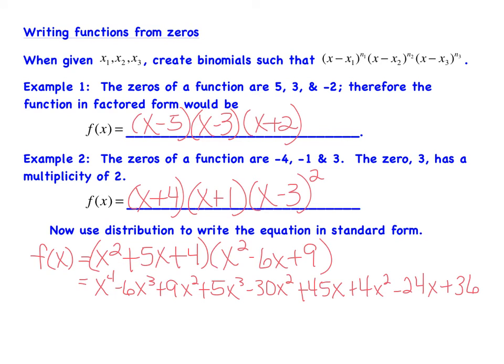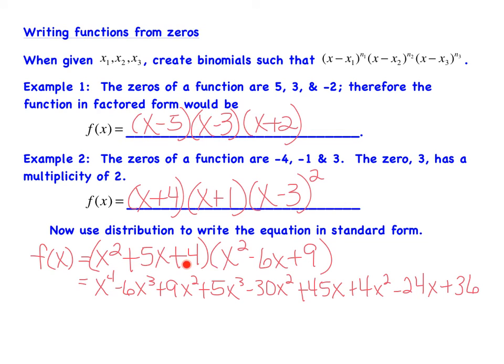Now, we will distribute each term in the first trinomial to each term in the second trinomial. So that means x squared times x squared is x to the 4th. x squared times -6x is -6x to the 3rd. x squared times 9 is 9x squared. Now we move to the middle term. 5x times x squared is 5x to the 3rd. 5x times -6x is -30x squared. 5x times +9 is +45x.